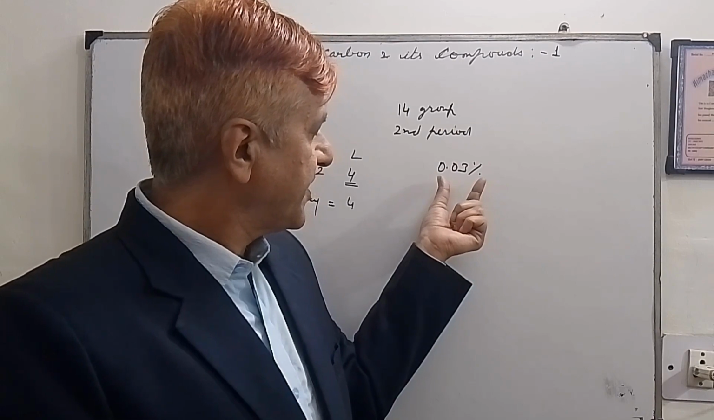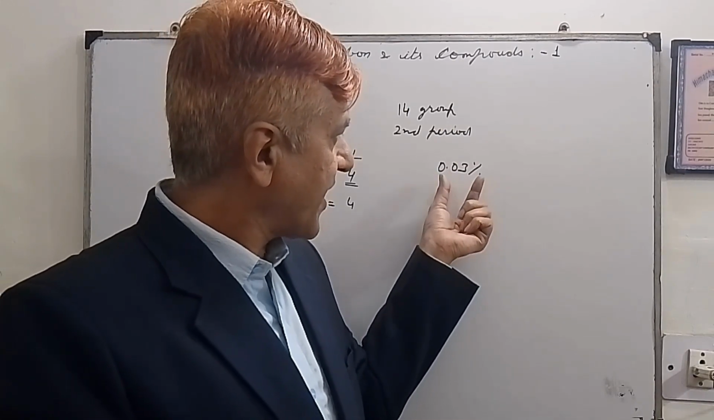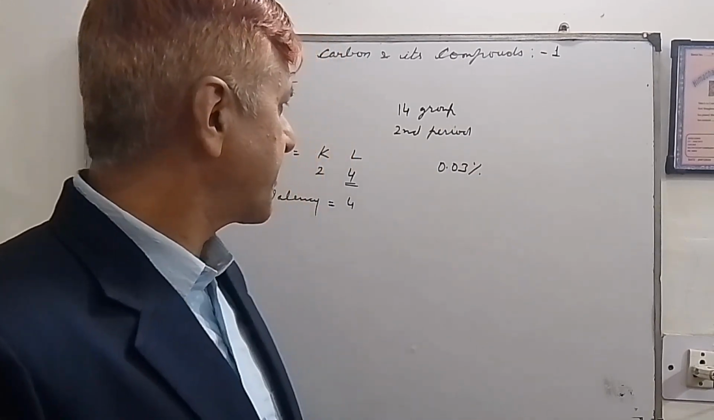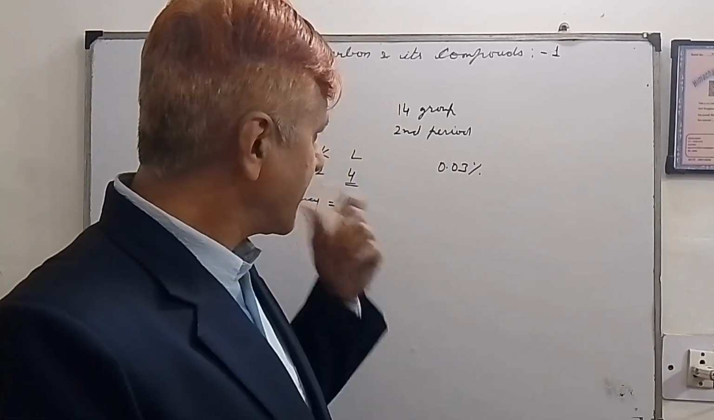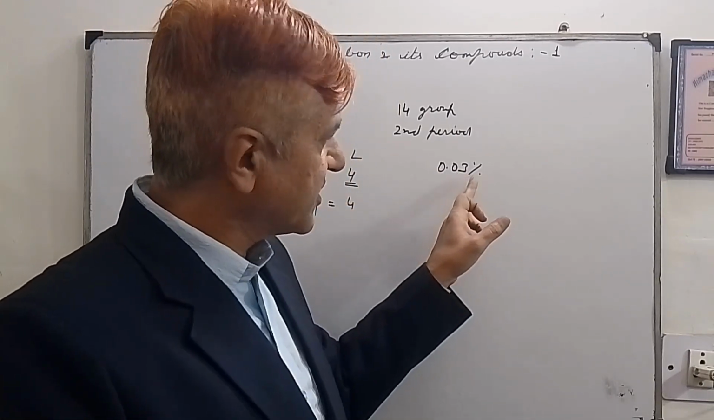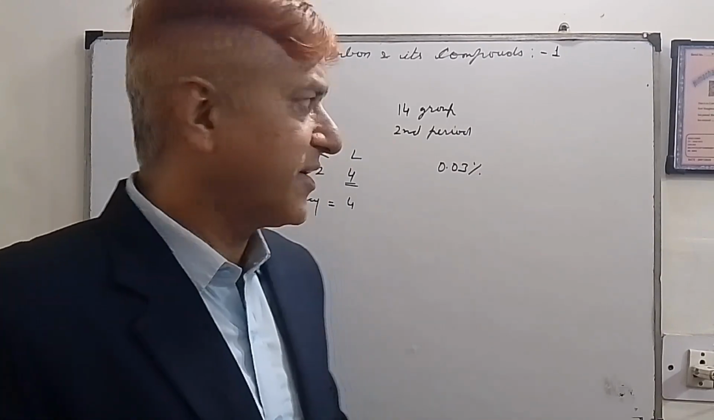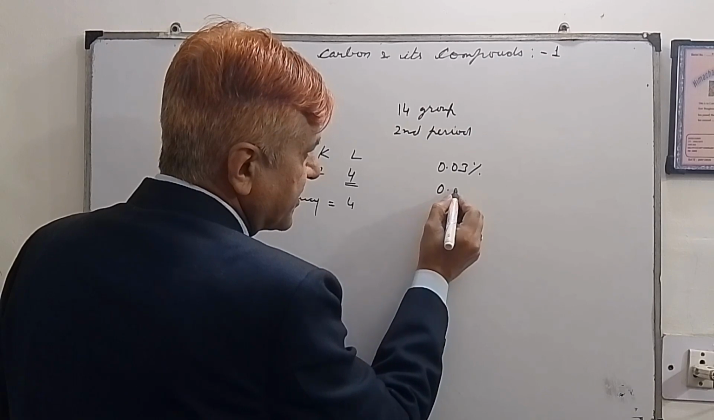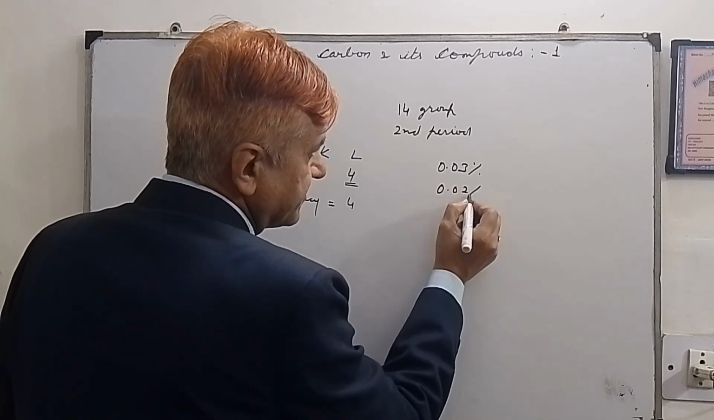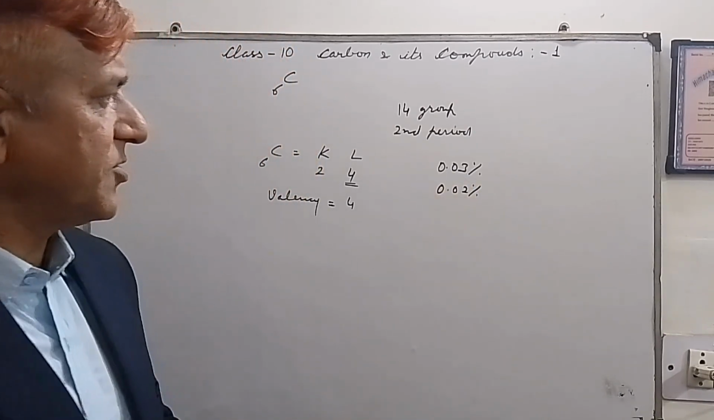So, in our atmosphere, carbon is present in the form of carbon dioxide in the percentage of 0.03%. And in our earth crust, the percentage of carbon is 0.02%.